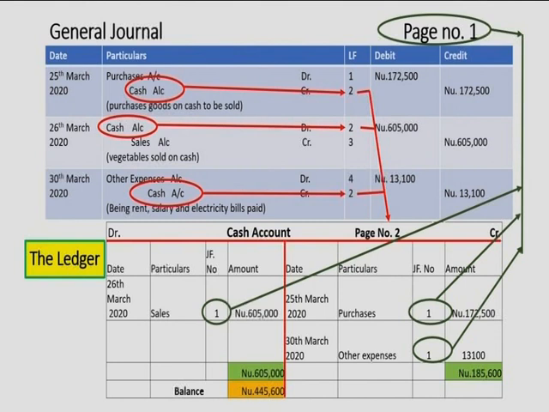Example, purchases account debit to cash. From the ledger account, you can read it like this: purchases account debit to cash, other expenses account debit to cash. From the ledger account, you can also read the sales entry as cash account debit to sales account. So this is how we do the posting from general journal to the ledger account.